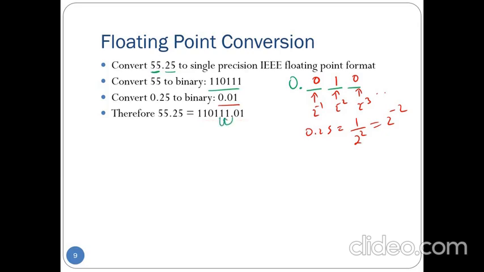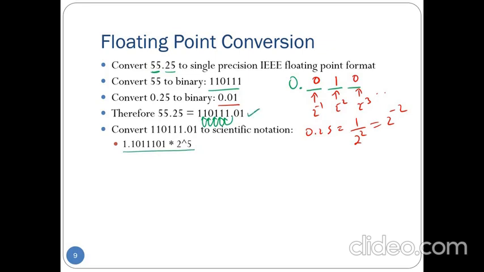Now obviously this is right now not in the scientific notation, so let's represent this in scientific notation. To do that, we have to move this floating point to the left, 5 positions to the left. Okay, so this is the scientific representation. It is 1.1011101 into 2 to the power 5. This is the scientific notation for the original binary number. Now from here we are very close. We just need to figure out the sign, the fraction, and the exponent field, right? So the exponent is 5.